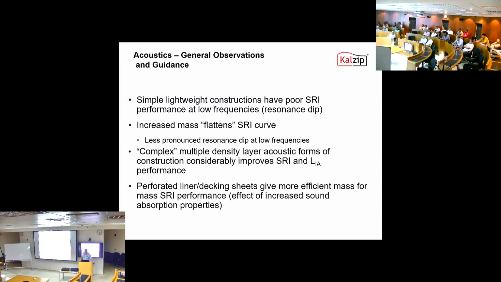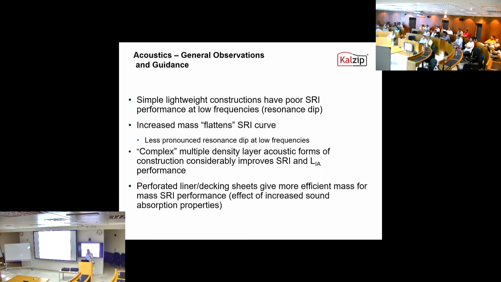These are just some observations and guidance on acoustics from our point of view. So lightweight metal constructions, which Cal Zip is, you get poor performance at low frequencies, and that's what we saw. We showed you that straight line and the resonance dip. We're trying to increase the mass to extend the SRI curve.